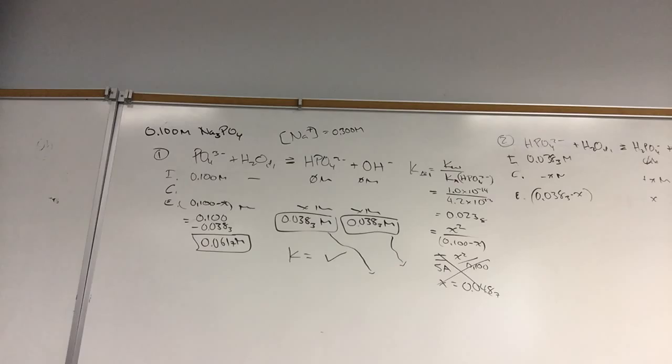So the percent change is very small. This is 10 to the minus 2, and this is 10 to the minus 7. 10 to the minus 7 over 10 to the minus 2 would be 10 to the minus 5, a very small percentage. And so the simplifying assumption is okay. It checks out.